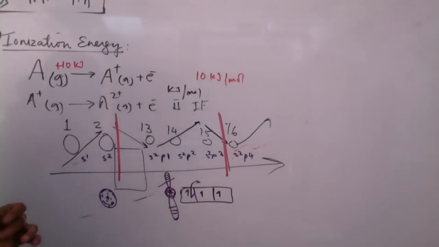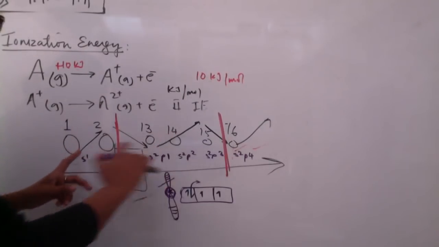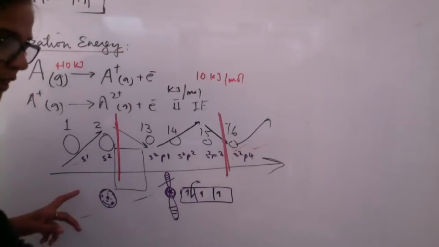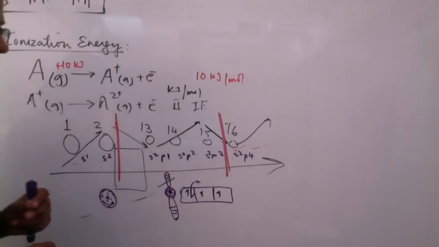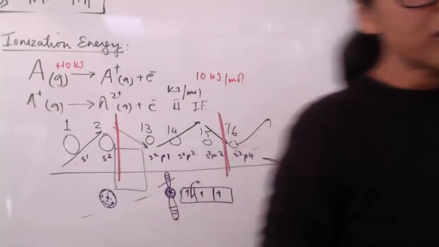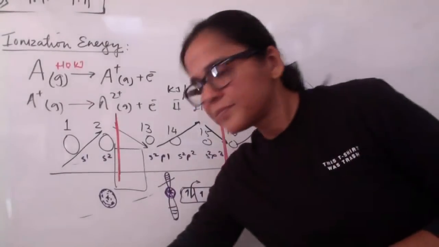Are the exceptions clear? And this dip doesn't only happen in the first period, but happens all the way down the periodic table between those two neighboring atoms. Any questions about the exceptions of ionization energy?